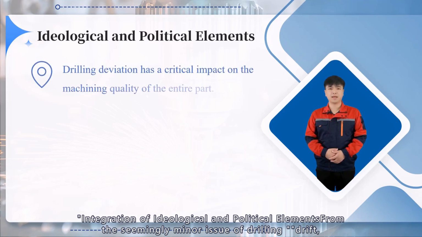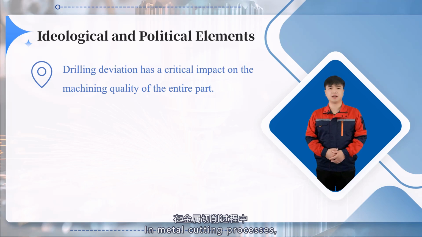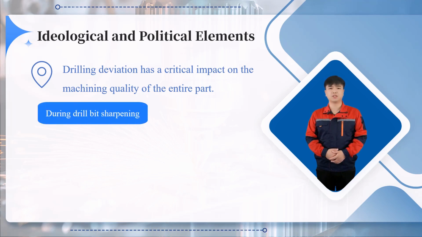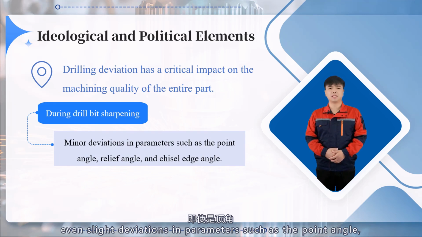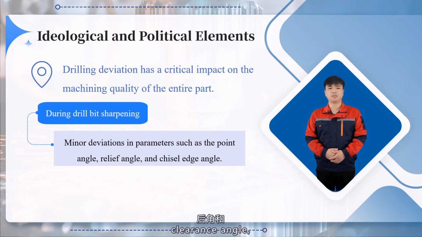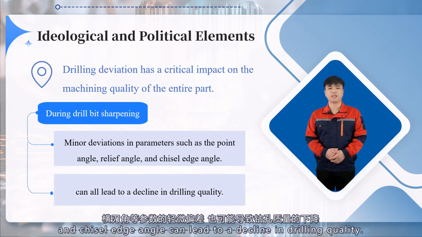Integration of ideological and political elements. From the seemingly minor issue of drilling drift, we can see its potentially fatal impact on the machining quality of the entire part. In metal cutting processes, every detail is crucial. Just like during drill bit sharpening, even slight deviations in parameters such as the point angle, clearance angle, and chisel edge angle can lead to a decline in drilling quality.